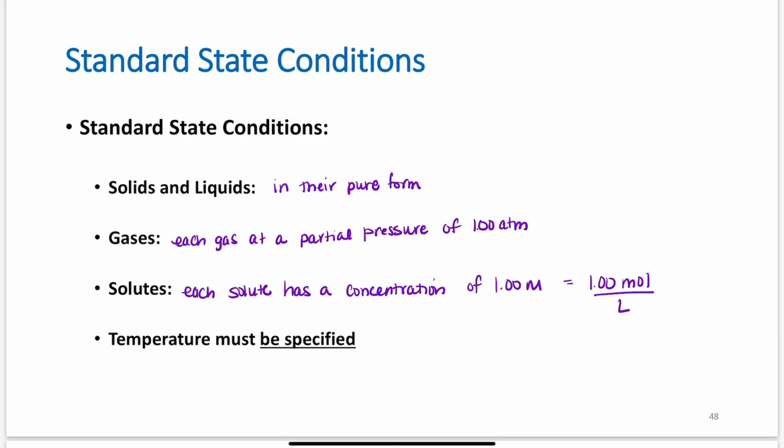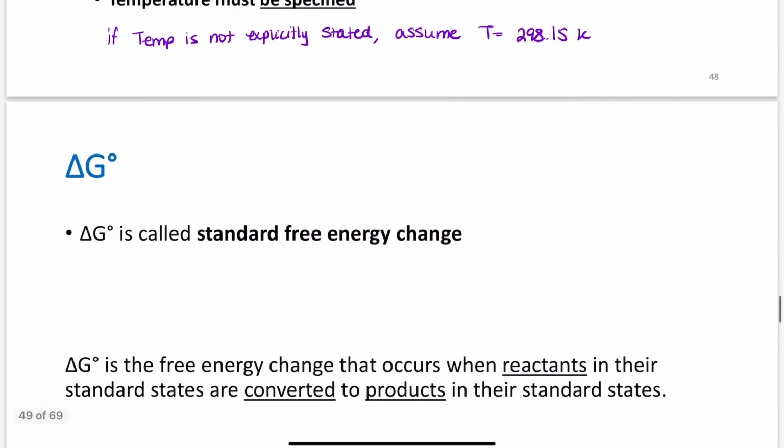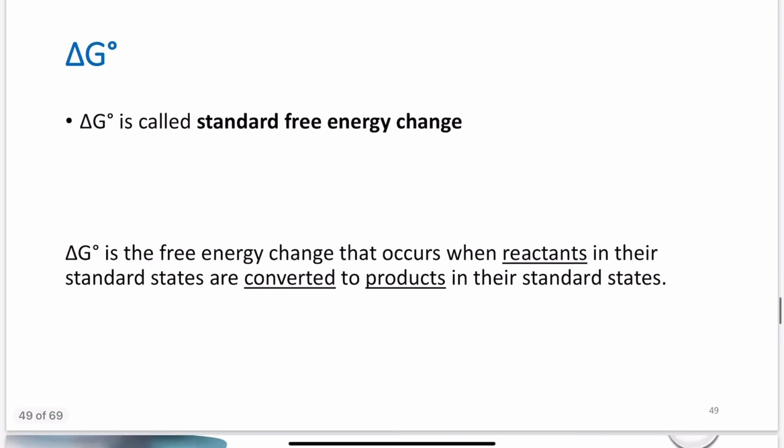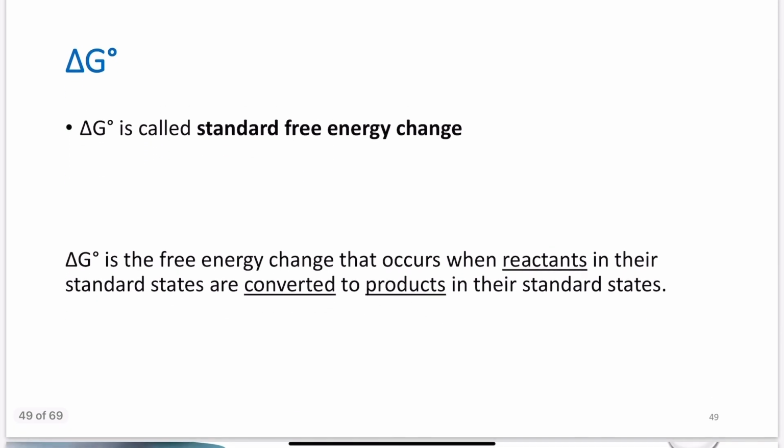Temperature must be specified, but if the temperature is not explicitly stated, you assume that T is equal to 298.15 K. And delta G naught is called your standard free energy change. Delta G naught is the free energy change that occurs when the reactants in their standard states are completely converted to products in their standard state.